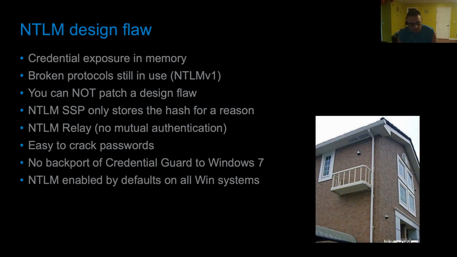So why do we have all of those attack flows? We spoke about NTLM. There's also NTLM relay and other ways that can be leveraged. Well, the main issue is that credentials are exposed in memory, and the protocol itself is broken and it's still in use, specifically NTLMv1, but also NTLMv2. You cannot patch this design flaw because that's what the SSP is expecting. It just expects the NTLM hash. That's the only parameter to validate your identity, and there's no mutual authentication. That's where man-in-the-middle comes into place, and attacks like NTLM relay.